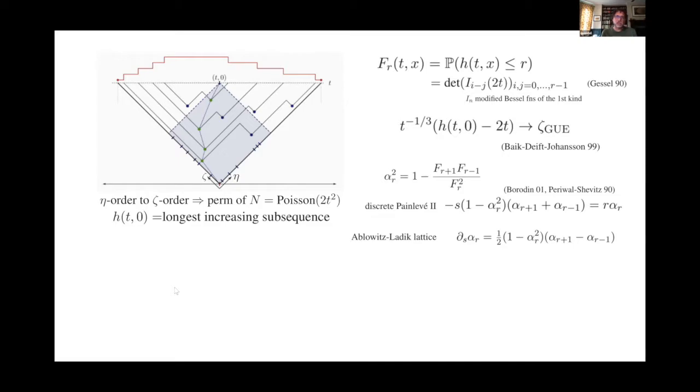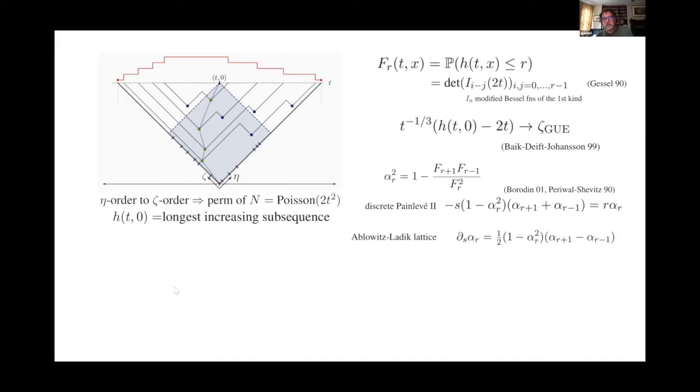So that's a permutation of however many points there are in the box, which here is n, a Poisson of parameter 2t squared, because we've gone up to time t, so there's t squared here, and the Poisson rate is 2. And the height at time t turns out to be nothing but the length of the longest increasing subsequence of this permutation. This equivalence is what led, in some sense, to the first famous results about KPZ universality.